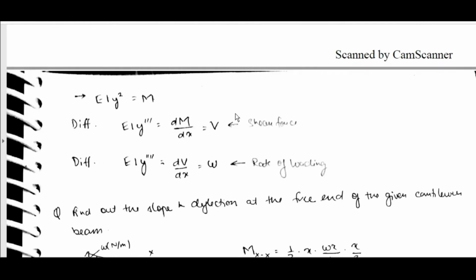EI y double dash is equal to M. Differentiate: EI y triple prime is equal to dM by dx is equal to V, shear force. Differentiate again: EI y four primes is equal to dV by dx is equal to W, rate of loading.